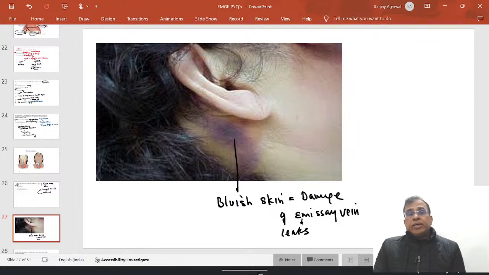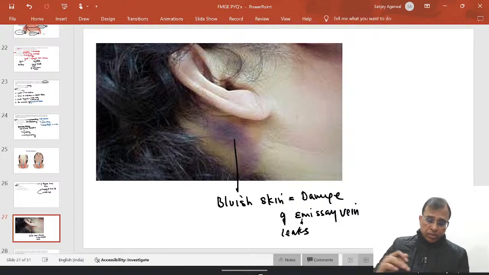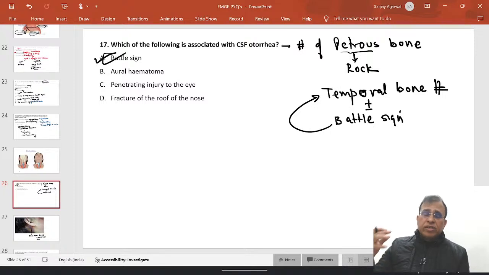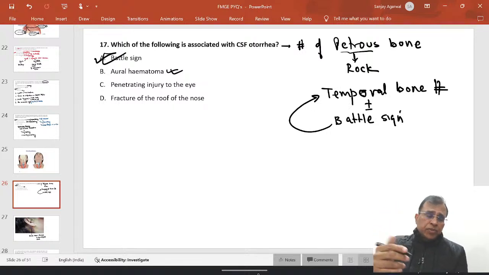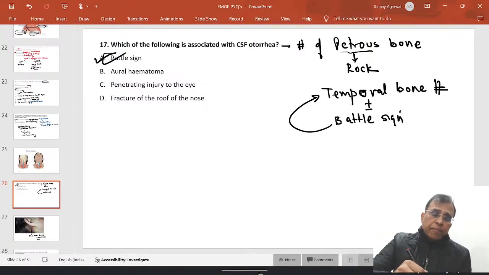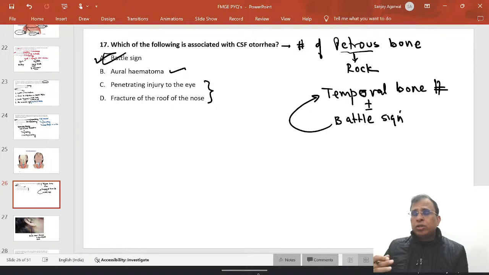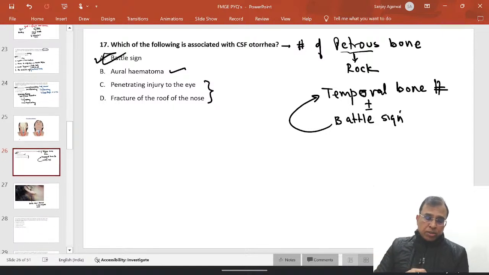So remember that battle sign is highly suggestive of underlying temporal bone fracture. Although with a fracture of the temporal bone, hematoma of the ear or the pinna can also happen. It's possible in this area, but because the skin on the pinna is very tightly adherent to the underlying cartilage, hematoma of the pinna is a very uncommon thing, but it can happen. But these two are very far away from the ear, so obviously they are not always associated, but they can all happen.